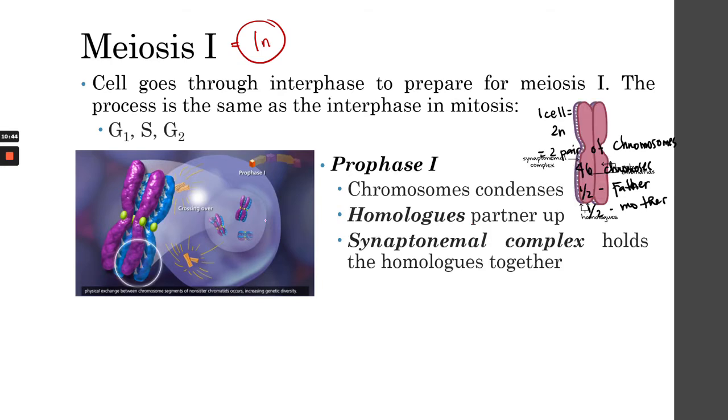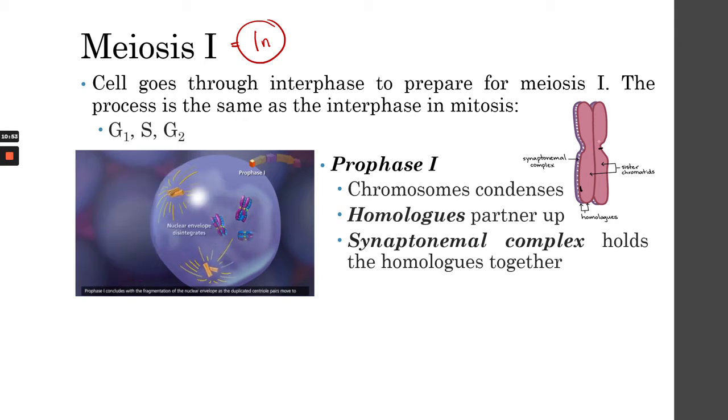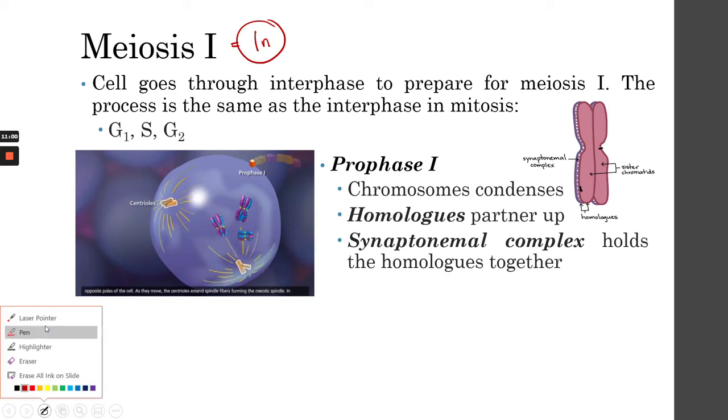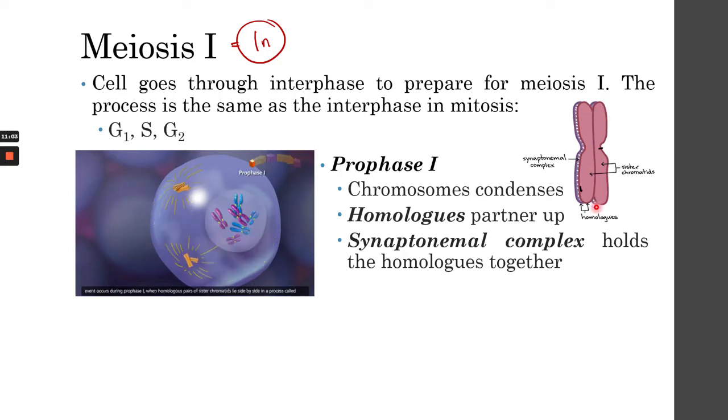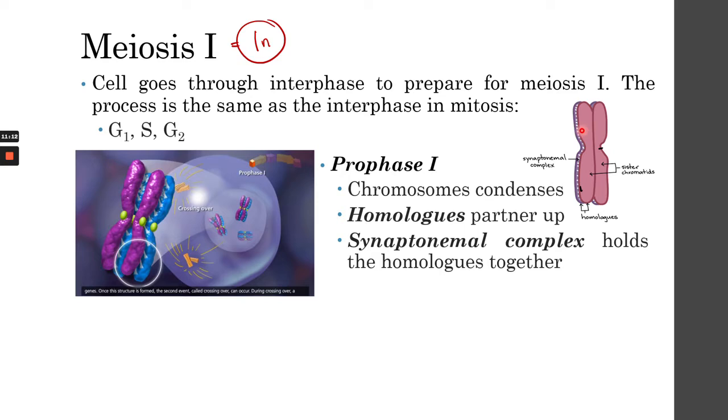So, moreover, these homologous pairs are actually connected by what we call the synaptonemal complex. So you can think of this purple right here as coming from the mother. Let me just change this. So think of this pinkish color as coming from the mother, and the purple one at the back as the chromosome from the father. So these two partner up together and they're held together by what we call the synaptonemal complex.